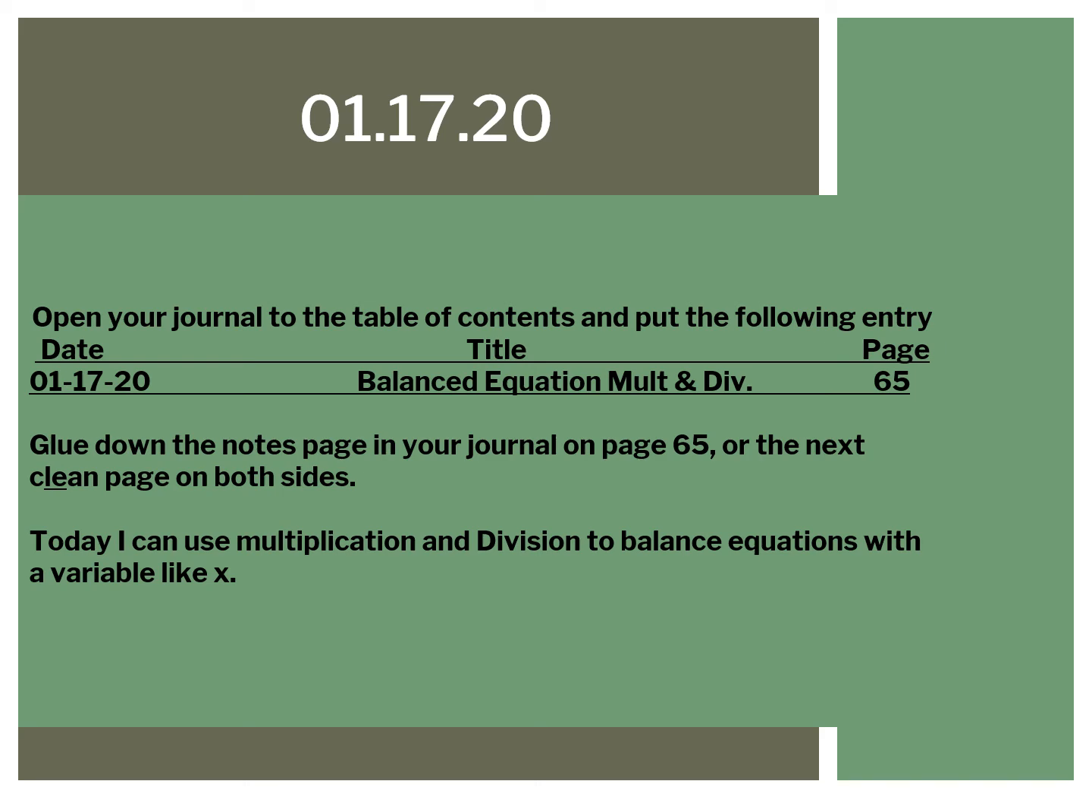Herring. Today we are continuing our unit on the balanced equations. Today we'll be using multiplication and division to do so. We're looking at equations with a variable in it. So if you would please open your journal to the table of contents, and you're going to put in this entry for today. The entry for today is the date 1/17/20. The title is Balanced Equations, Multiplication and Division, and you should be on page 65.